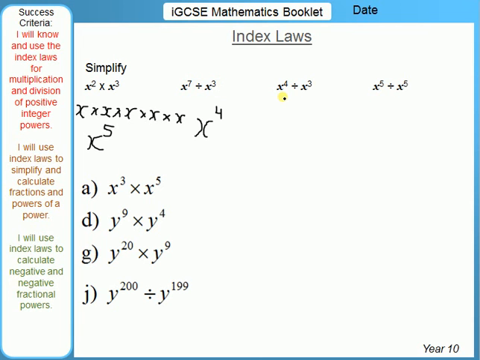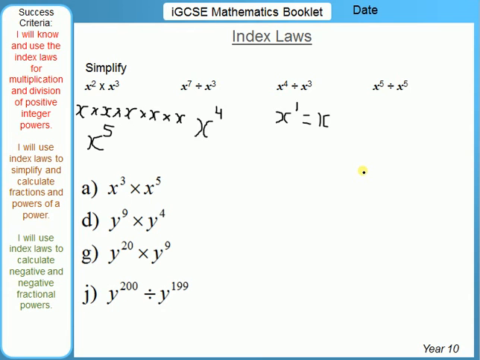Now our next question is x to the power of 4 divided by x cubed, or that will be x to the power of 1. This can also be written as x on its own. Really remember this important fact, that x to the power of 1 is the same as x itself.